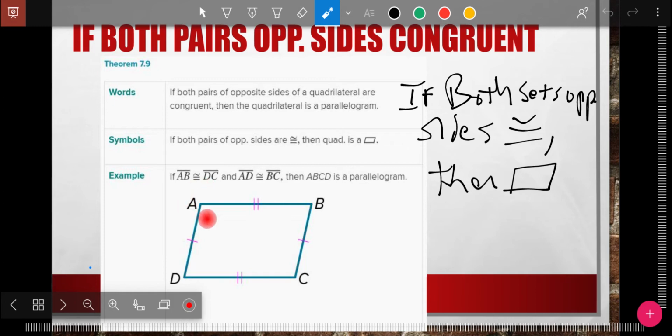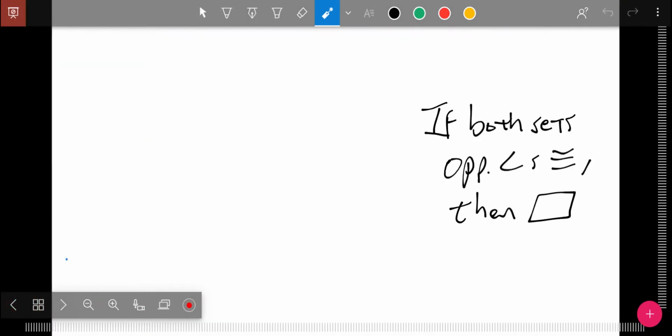And so you would know angle A is congruent to angle C. Or you would know angle A and angle D make 180. Or angle D and angle C combine to make 180. Okay? So I can use all of those other parallelogram rules once I know it's a parallelogram. So this is one of the ways.